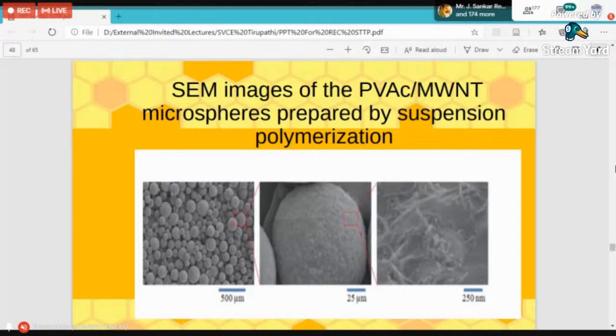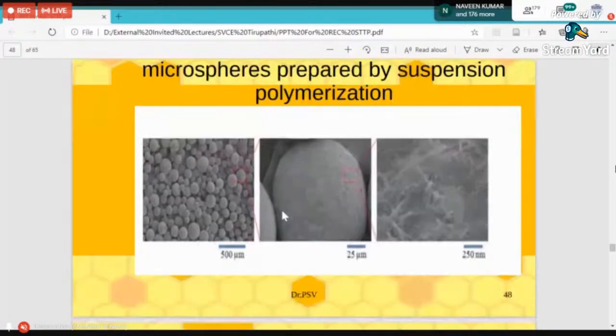Now some images of some of the prepared microspheres, and you can see the sizes are different. The different sizes are likely to give you the clarity of the surface. These are all the balls. Then this is a nanocomposite. When you expose this to the field emission scanning electron microscope, then you can get the clarity. More clarity. Now you can see this.